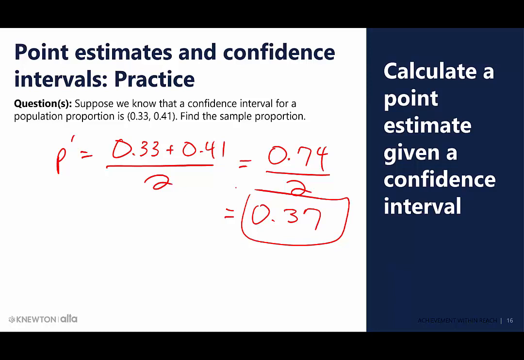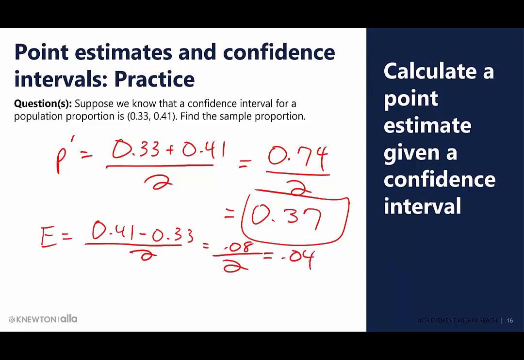And just to bring this all the way together, I know they didn't ask us to calculate E, but remember before we got the margin of error and we said that was 0.41 minus 0.33 over 2, and it was 0.08 divided by 2, which ended up being 0.04. So now hopefully you can see where they're getting that confidence interval from. The lower bound for the confidence interval will be P prime, or the 0.37, minus the 0.04. And the upper bound will be, instead, add those values. And that's where they got the 0.33 going up to the 0.41.